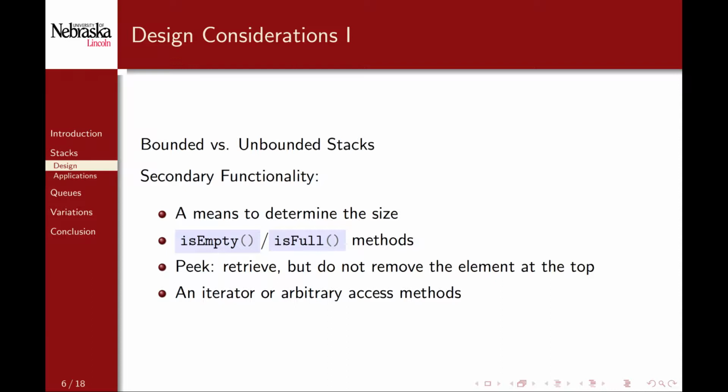In addition to the two core push and pop operations, there are many secondary pieces of functionality that the stack can support. For example, you could design a stack to provide a way for the user to determine its size. You could provide convenience functions to determine if the stack is empty or, in the case of a bounded stack, whether or not it is full. Another convenience method is a peek operation that allows you to retrieve the topmost element in the stack without actually removing it. We could also provide an index-based retrieval method or an iterator to allow a user to access all the elements of the stack.